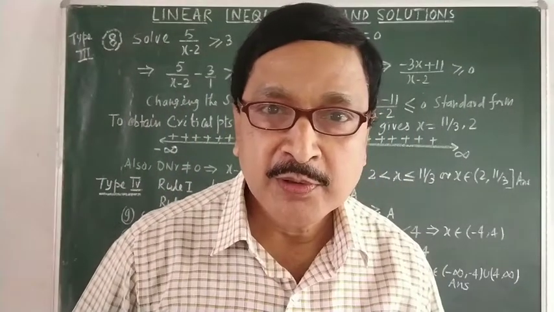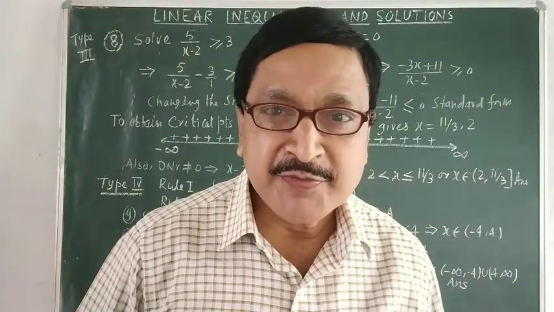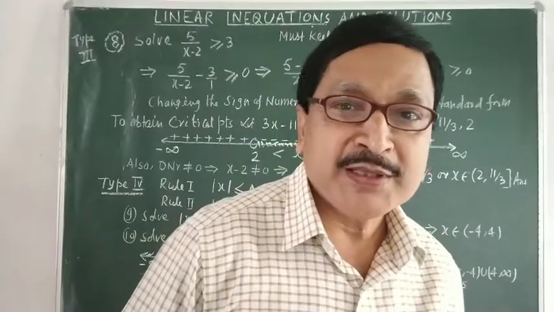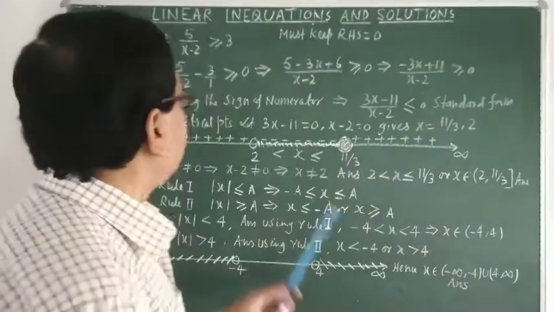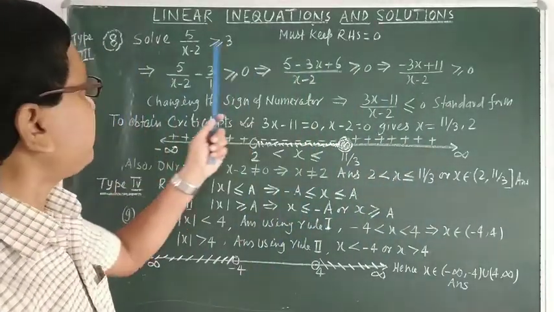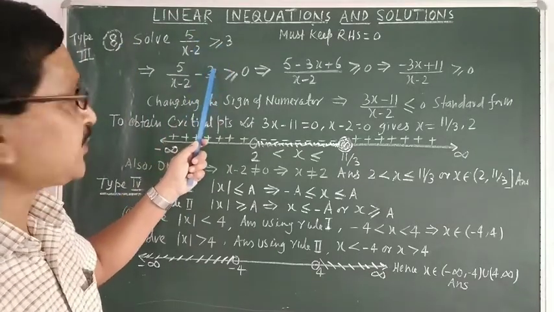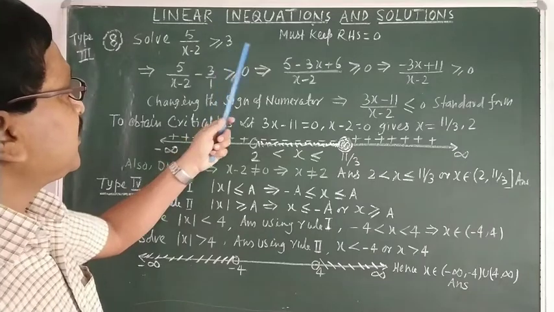Welcome one and all. It's my second video on linear inequations. I have already discussed up to type 3. The remaining part of type 3 is this. Solve 5 by x minus 2 more than or equal to 3.